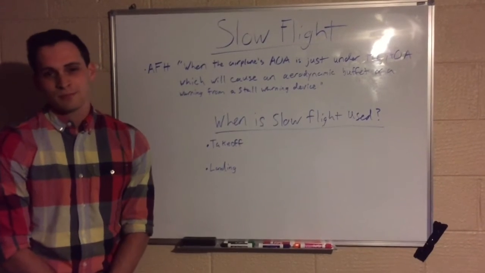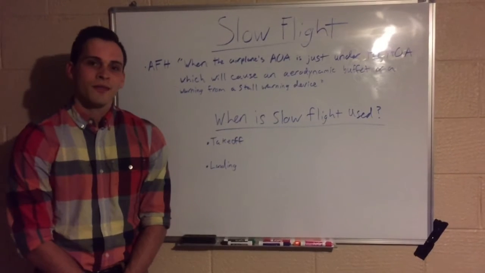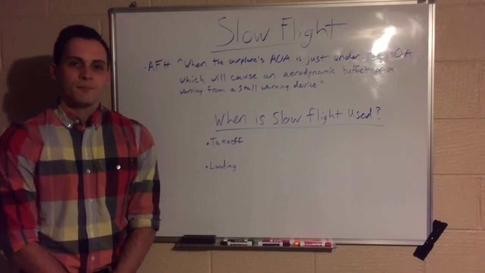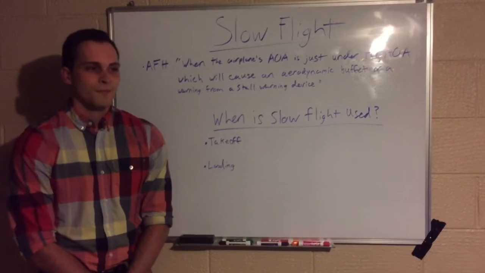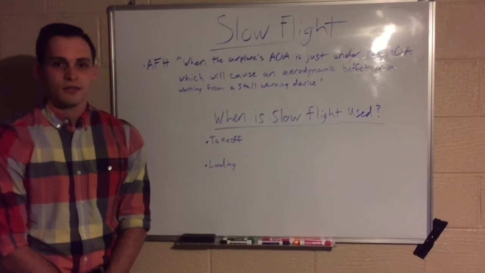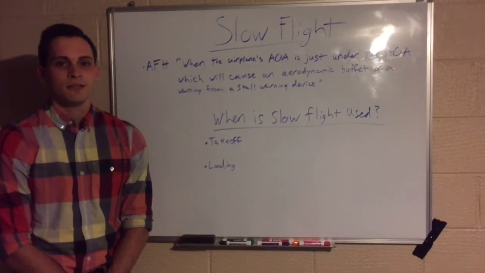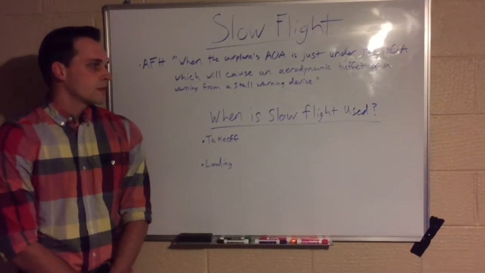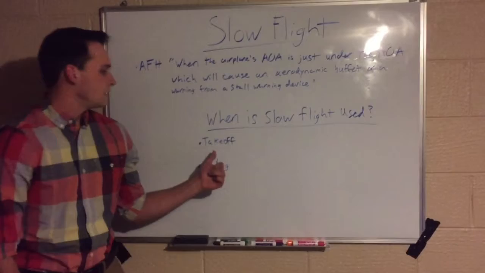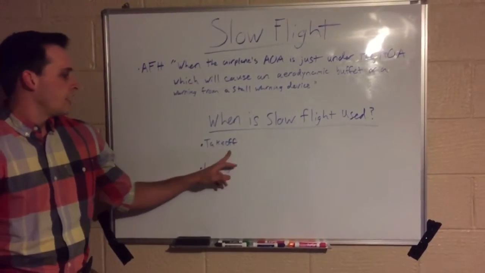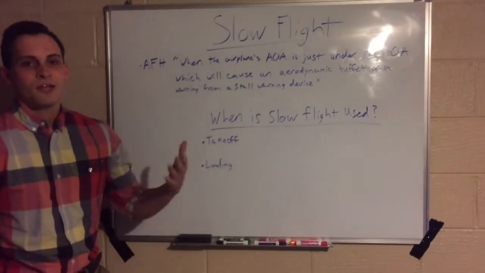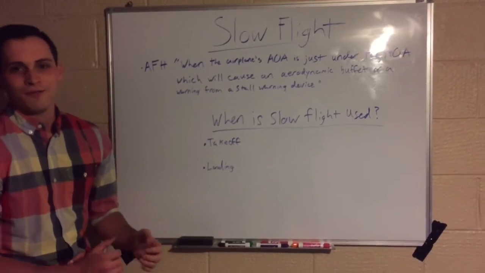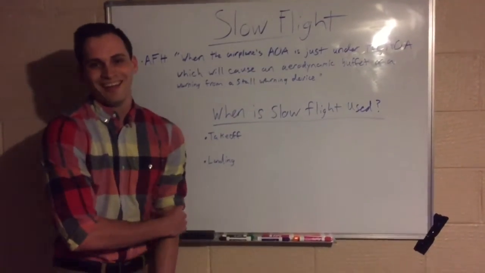speed. For the specific reference, you can go to the airplane manual, but for the Cessna 172, it's about 48 knots in clean configuration and 40 knots in the dirty configuration. So when we use slow flight, it's mainly used for takeoffs and landings. Takeoffs, so when you're taking off, your airplane's going to be slow. You're going to rotate at about 55 knots.